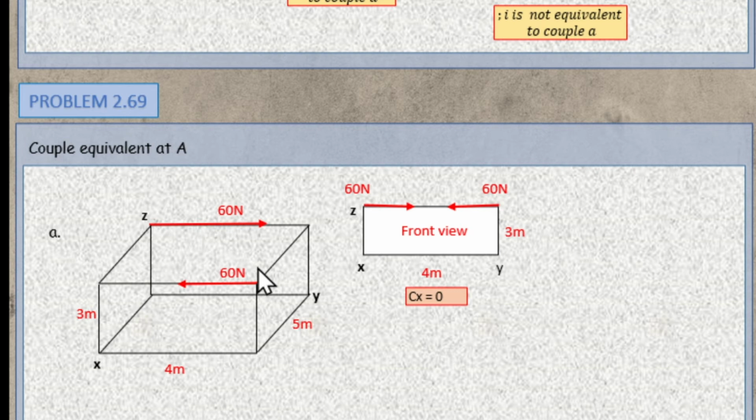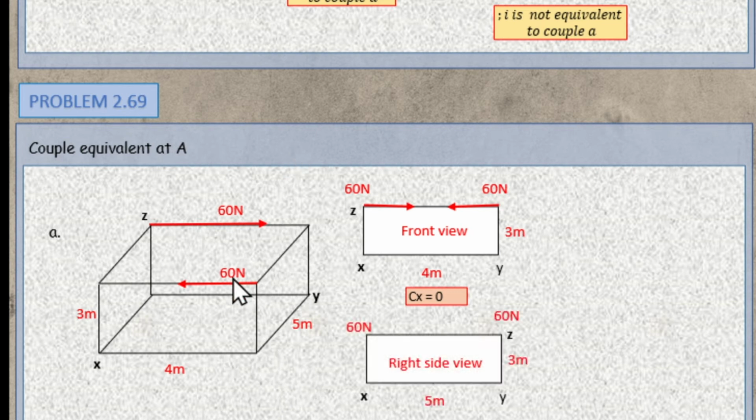For our couple Y, how are we going to find it? We are going to look at its right side view. Looking at its right side view, we can see our forces are along here. Therefore, we cannot see the forces at the right side view. So for our CY, it is equal to 0.